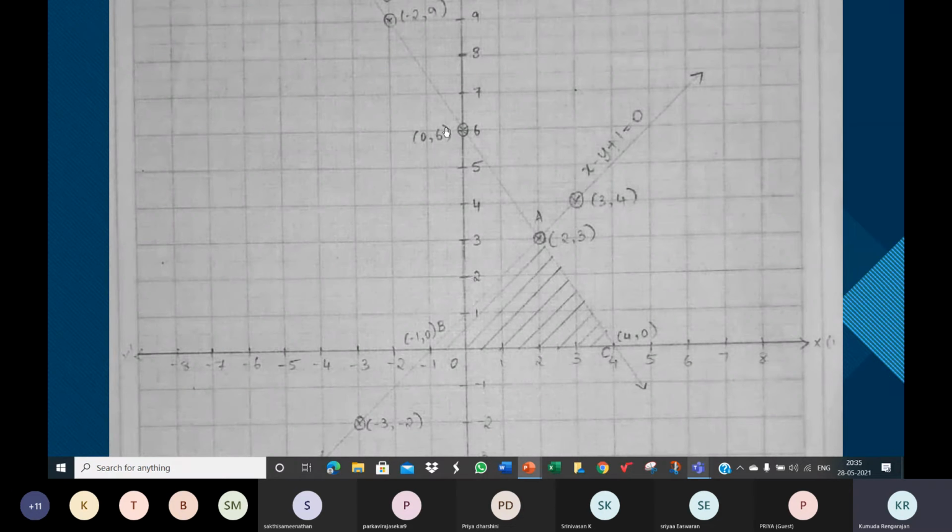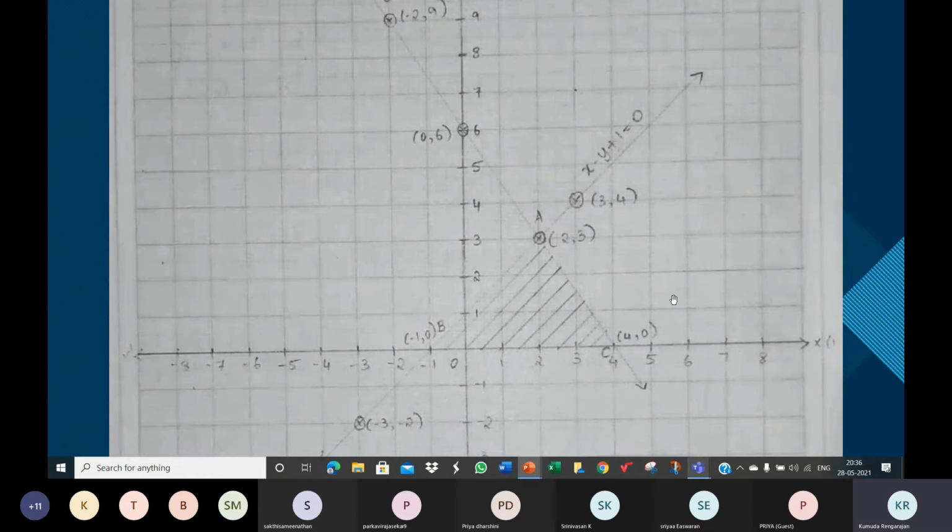And x is equal to 0 is the equation of the y-axis, because on the y-axis, x is always 0. Like if you take this point, the address of this point is (0, 8). The coordinates of this point are (0, 3). Down here, (0, -2). On the y-axis, x is always 0. x is equal to 0 is the equation of the y-axis. y is equal to 0 is the equation of the x-axis.